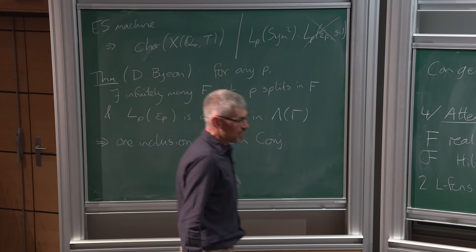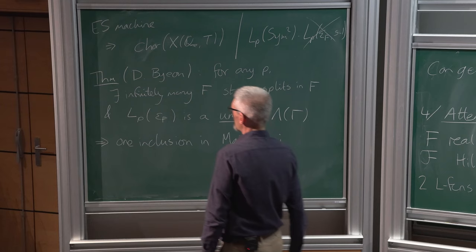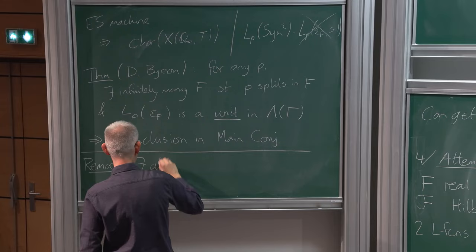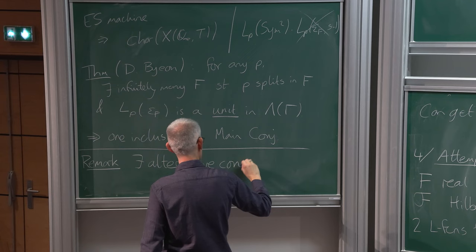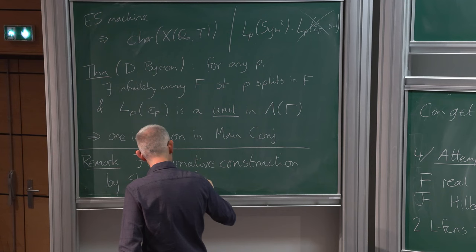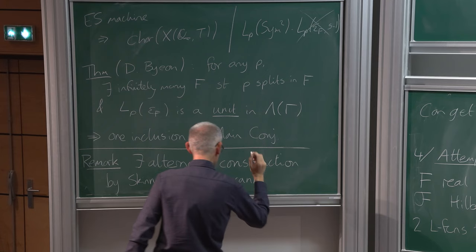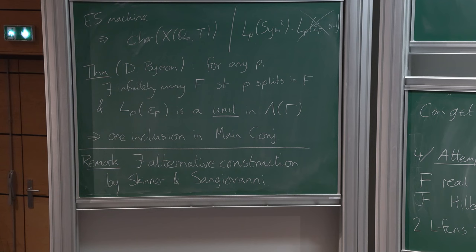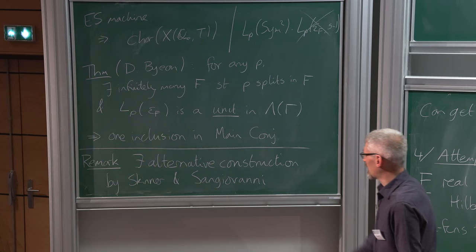So I should mention, just in the last few minutes, that there is another way you can attack this. So a remark. This is an alternative construction by Skinner and Sangiovanni, which also gives an Euler system for this symmetric square, using very different methods. In particular, they don't have to deal with this larger four-dimensional representation and getting rid of the redundant extra Euler factor. But this is also parallel work in progress.